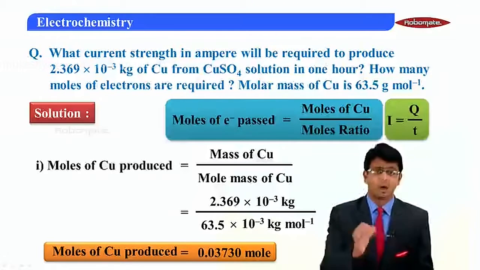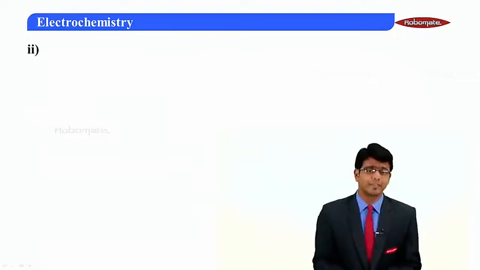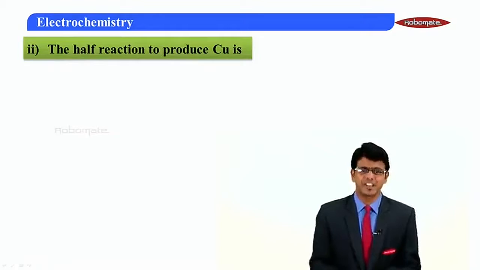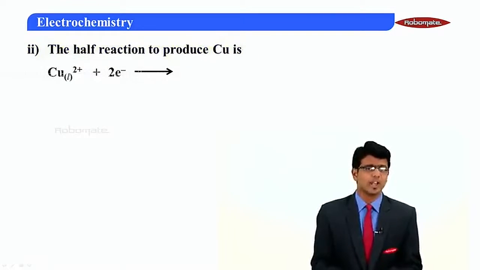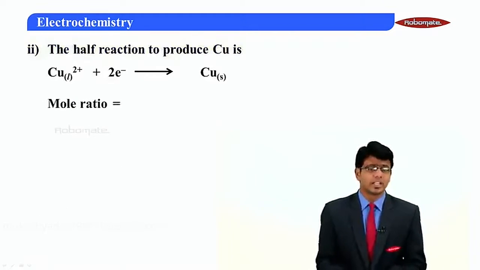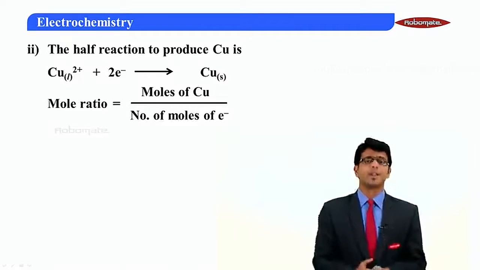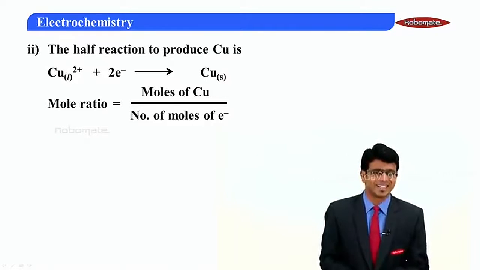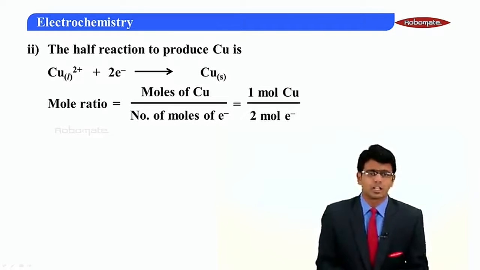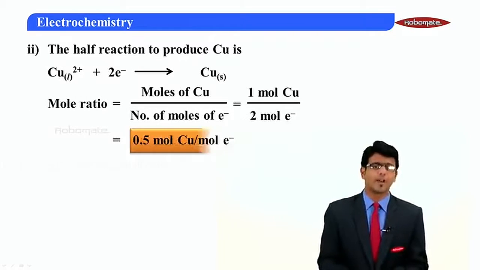Alright. Now we need to find the mole ratio, isn't it? Now to find the mole ratio, we need to have the half reaction for production of copper. So here the half reaction is Cu2+ plus 2 electrons will give you Cu, isn't it? So if I want to find the mole ratio of copper, can I say here it is nothing but moles of copper produced in this half reaction upon number of moles of electrons required, isn't it? So in this half reaction, moles of copper produced is 1, isn't it? And number of moles of electrons which are required are 2. So in short, here the mole ratio becomes 0.5.